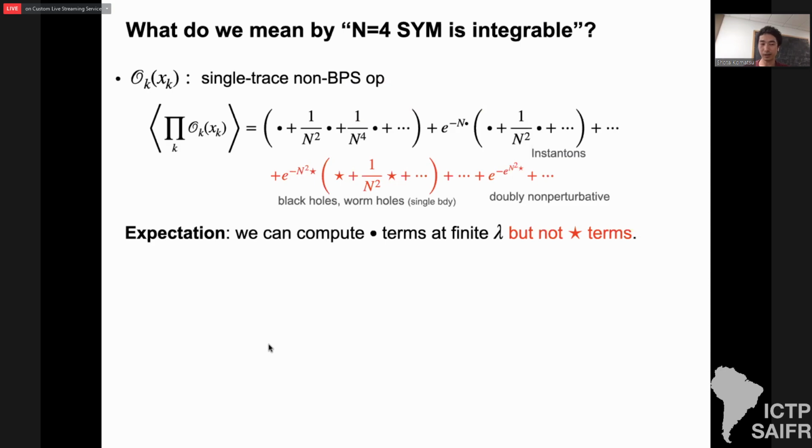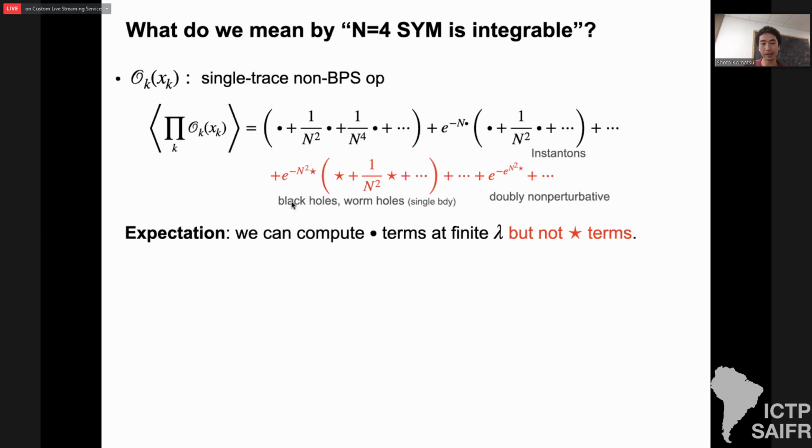So let me start with this question. What do we mean by N=4 super Yang-Mills is integrable? To answer this question, let's consider the correlation function of single trace non-BPS operators. If you expand it in the large N limit, you get this power series in 1/N squared. On top of that, there will be corrections coming from D-instantons or instantons in Yang-Mills theory.